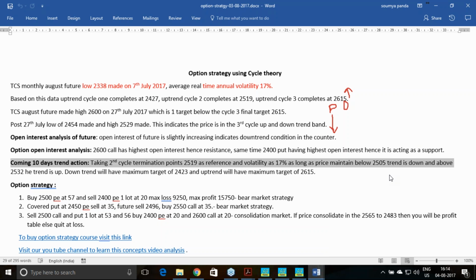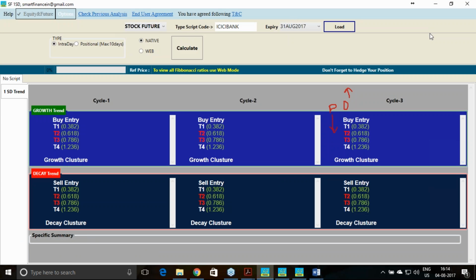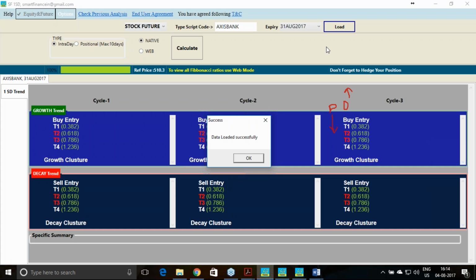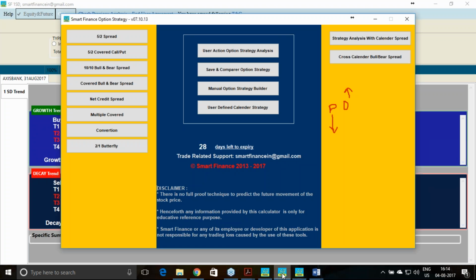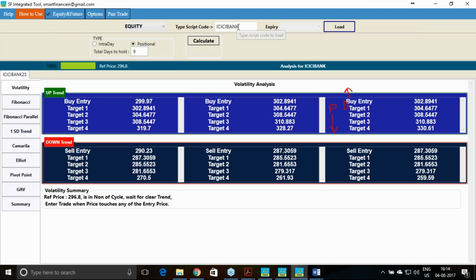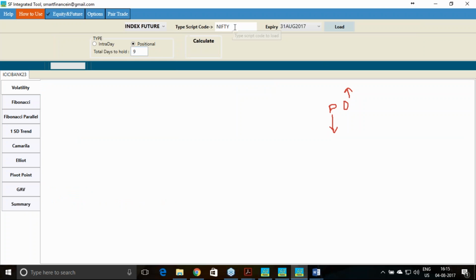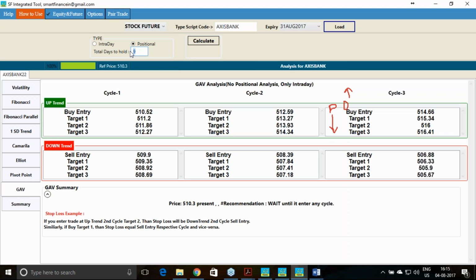But mostly the traders will not have that long a horizon of time to trade. However, you can take the help of software in this. So first, take your software, go for the stock future, go for Axis Bank, load the data, and go for positional options. Here I have used ST; you can go for Smart IT, which will also have similar things. So Axis Bank, load this data. For positional, I'll be going for 10 days.